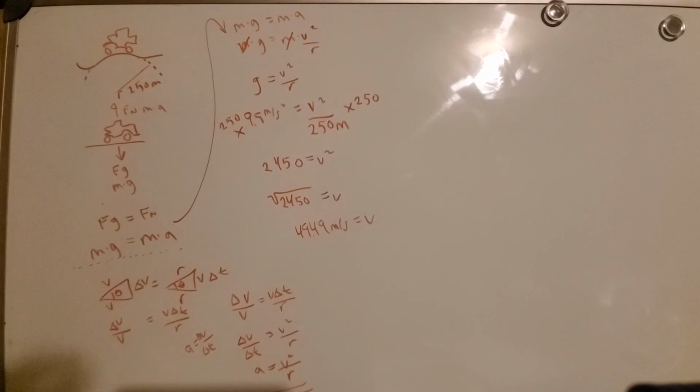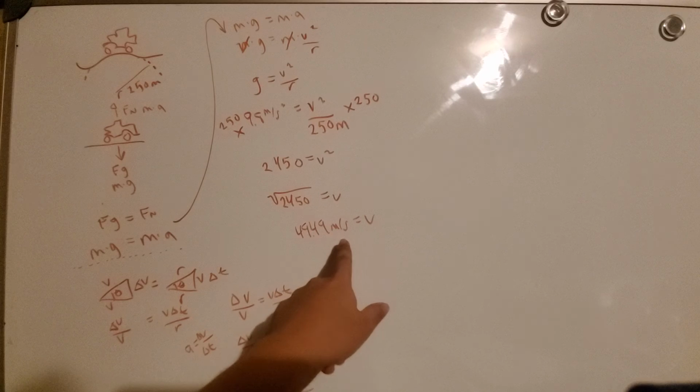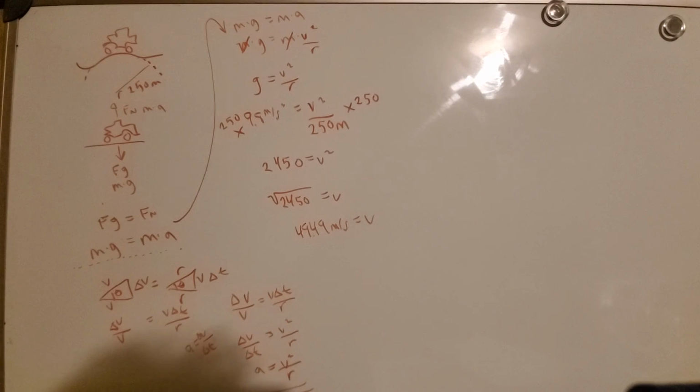That is our velocity solved. It says, what is the greatest speed at which he can drive without the car leaving the road at the top of the hill? Well, the answer to that is he can drive 49.49 meters per second before leaving the top of the hill. And this is our answer.